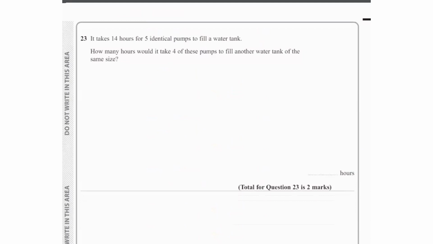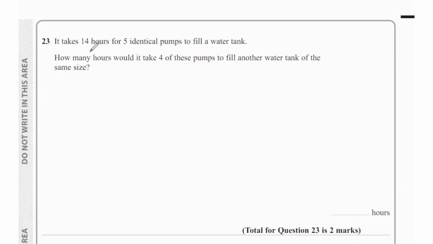Question 23 says it takes 14 hours for 5 identical pumps to fill a water tank. How many hours would it take 4 of these pumps to fill another water tank of the same size? So it says that it takes 14 hours for 5 identical pumps to fill a water tank. So 14 hours for 5 pumps. They want us to find how many hours it would take for 4 of these pumps to fill another water tank of the same size.